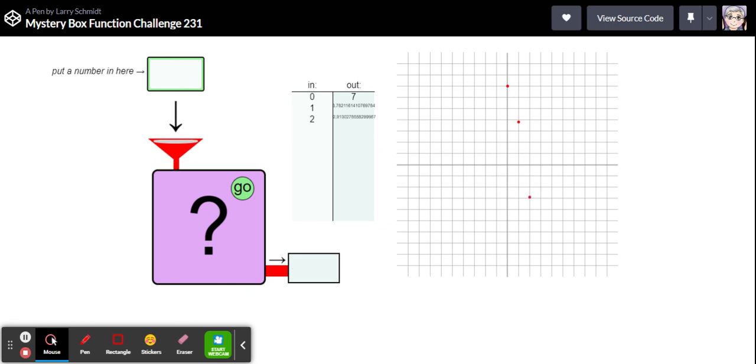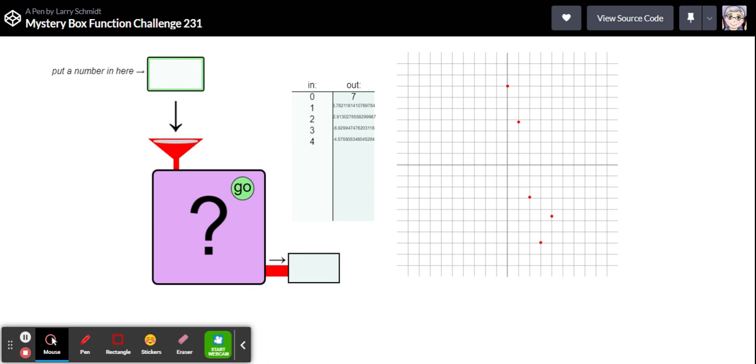Wow, so we're moving pretty fast for either of those types of functions. How about a 3? Way down there. Oh my goodness. How about a 4? And now we're coming back up again. So I'm starting to think this is a trig function.